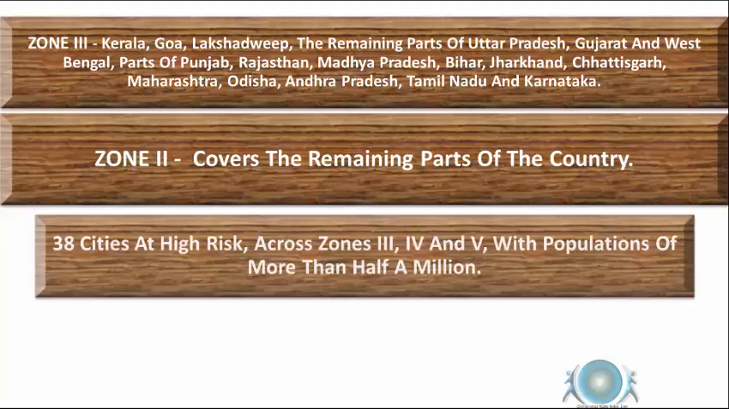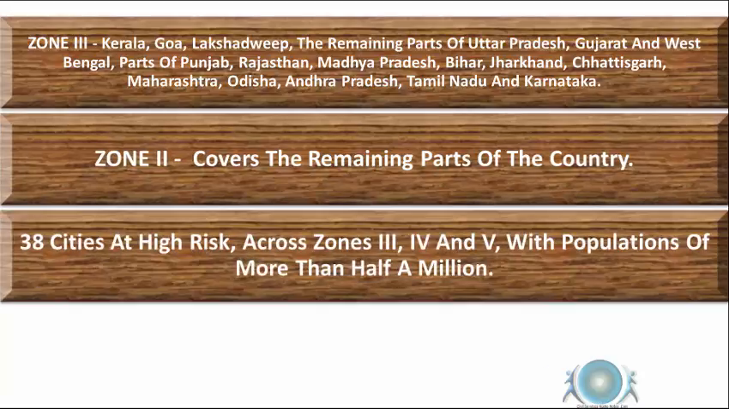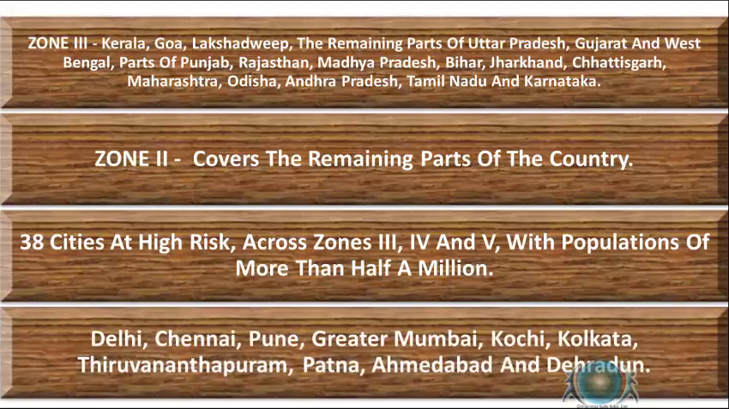This puts 38 cities in the country at a high risk across zones 3, 4 and 5. And these cities have populations of more than 500,000. Among these cities, Delhi, Chennai, Pune, Greater Mumbai, Kochi, Kolkata, Thiruvananthapuram, Patna, Ahmedabad and Dehradun are important.